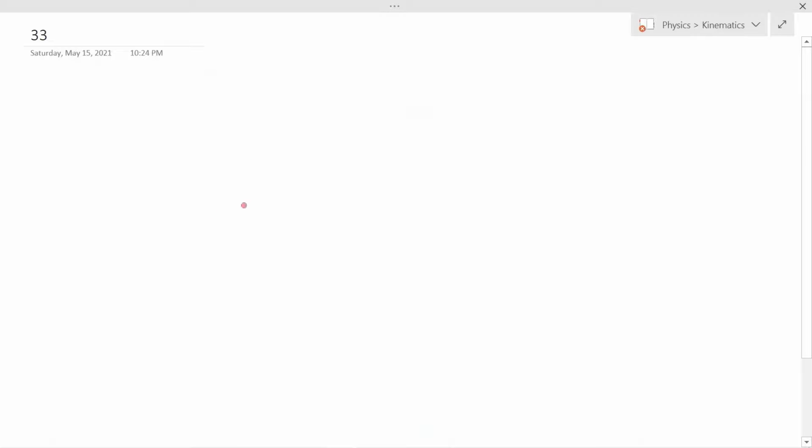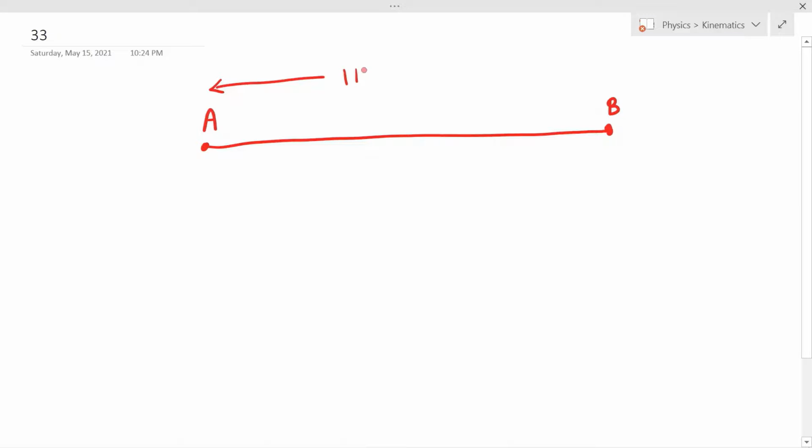Now consider this problem. Suppose this is position A and this is position B. Position A is a railway station and position B is a popular tourist place. Tourists usually travel from the railway station to the popular tourist destination, and they travel back to the railway station. Let's say points A and B are 1 kilometer apart from each other.